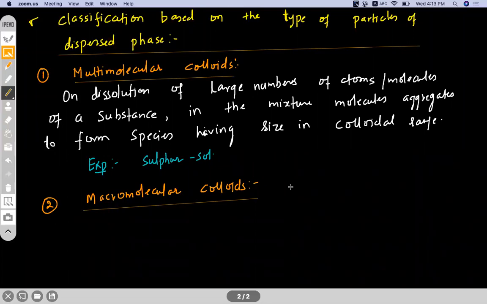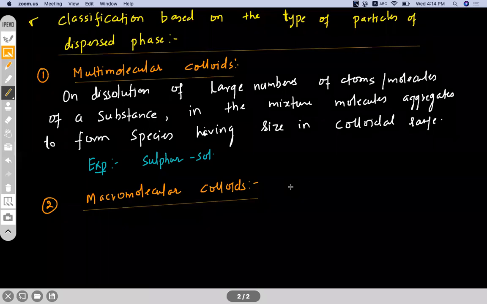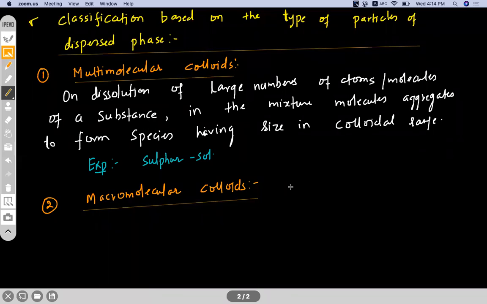Okay. Now the third type of colloidal mixture we have is the associated colloids. Just a second, guys.